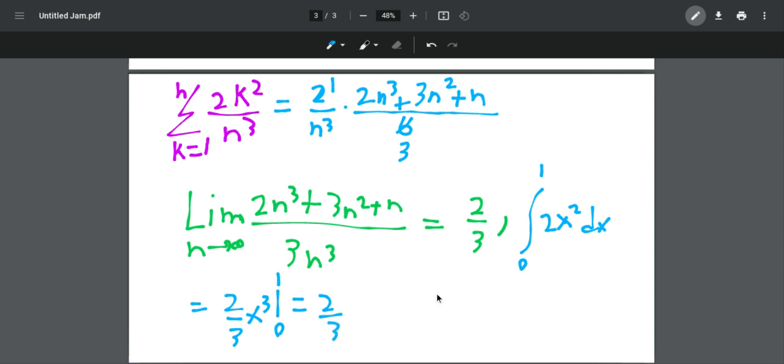So the integral was the easy step, but we used the Riemann sum to solve it.